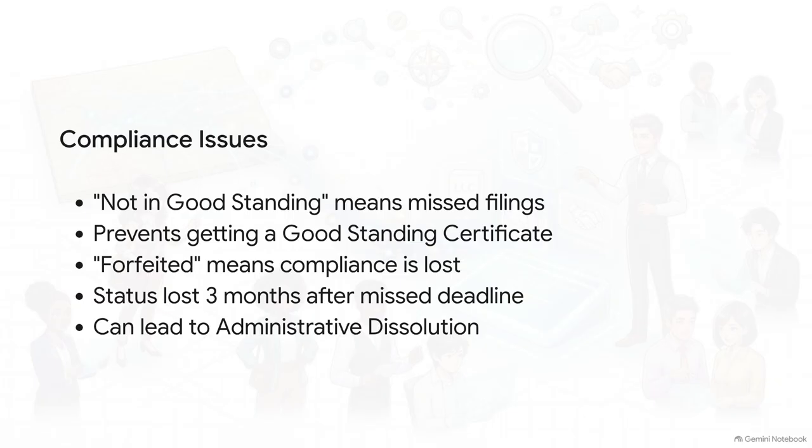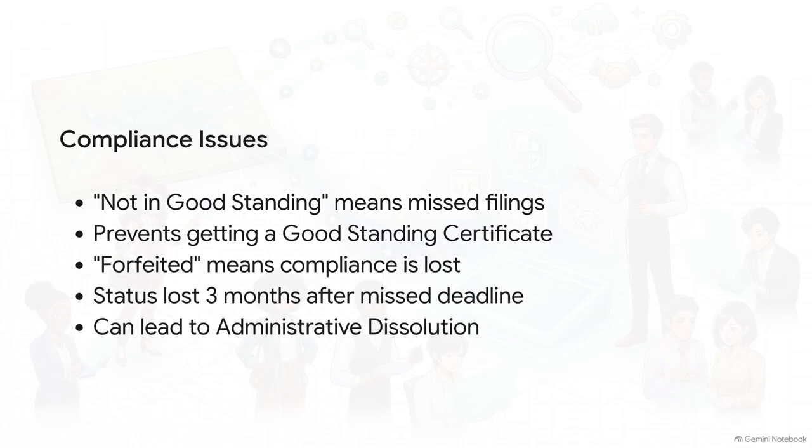If a business shows up as not in good standing, they've likely missed an annual report or failed to pay some required fees. This single designation immediately prevents the business from obtaining a certificate of good standing. That can completely halt bank loans or multi-state expansions dead in their tracks. You might also see the word forfeited, which means their compliance status is lost entirely.